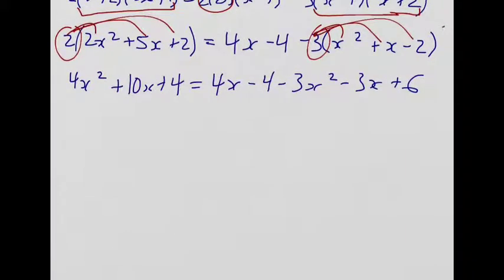So, the 4x squared and this negative 3x squared become positive 7x squared when I bring it over. The 10x minus 4x plus 3x is 6 plus 3, which is 9x. And then the 4 plus 4 is 8, minus 6 is 2.